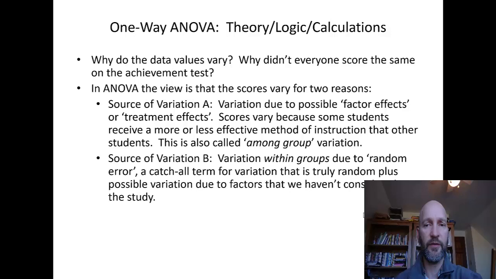Alternatively, we have what we call variation within the groups. In other words, even if all of the methods were the same, or all of the treatment effects were the same, there's still going to be random variation within each of the groups. And so what we're going to do is make a comparison between these 2 different sources of variation. If the null hypothesis is true, the variation should be roughly the same. If the alternative hypothesis is true, the variation that comes from the factors is going to be bigger than the variation within the groups.